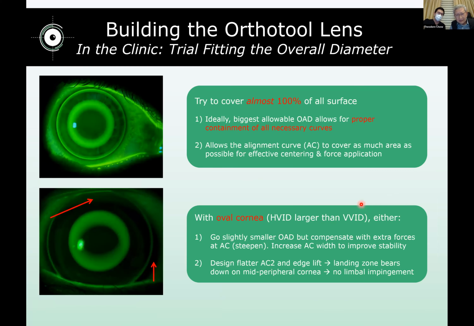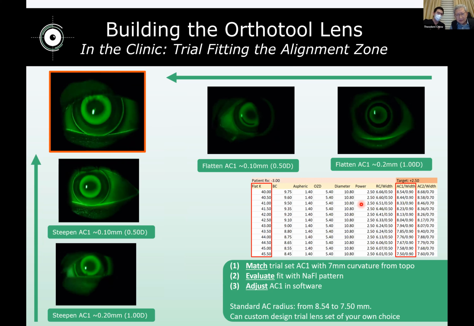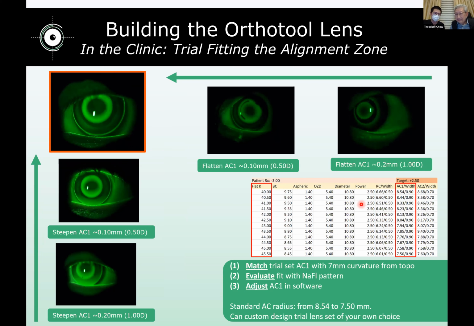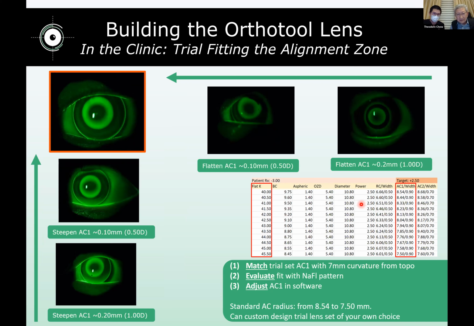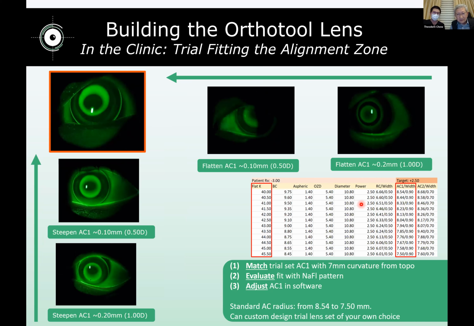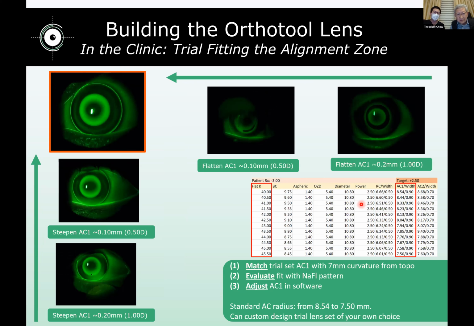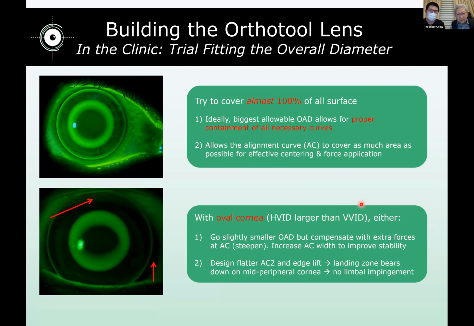Okay. Because it's a custom design software, we go by 0.1 increments, but you can certainly design your own choice if you want to go a quarter or 0.05 millimeter changes, and that's certainly okay. So this is trial fitting the diameter of the lens. When you place the lens on eye, if you're starting with a 10.8, Dr. Chow alluded to this a little bit earlier, saying that you want to go as large as possible. Dr. Chow was talking about an oval cornea, and you can see here that the horizontal HVID is longer than the vertical.